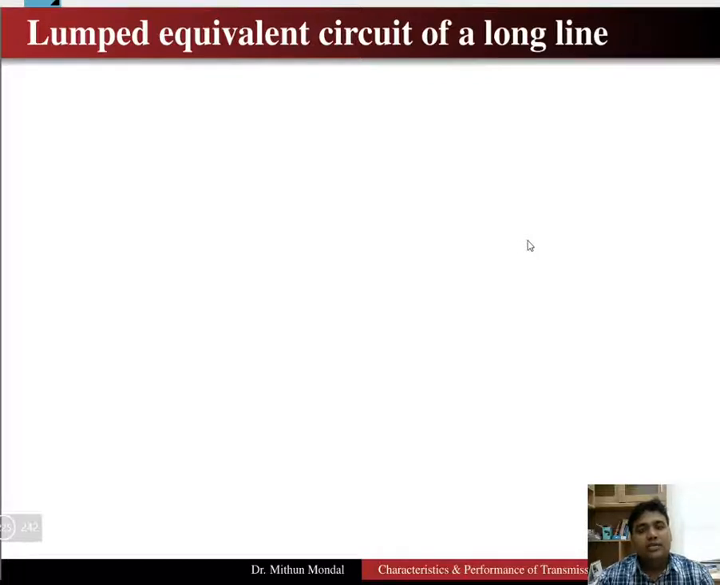Welcome to the next lecture of electric power system. This would be the last lecture for characteristic and performance of transmission lines. Here we are going to discuss the lumped circuit of a long line.